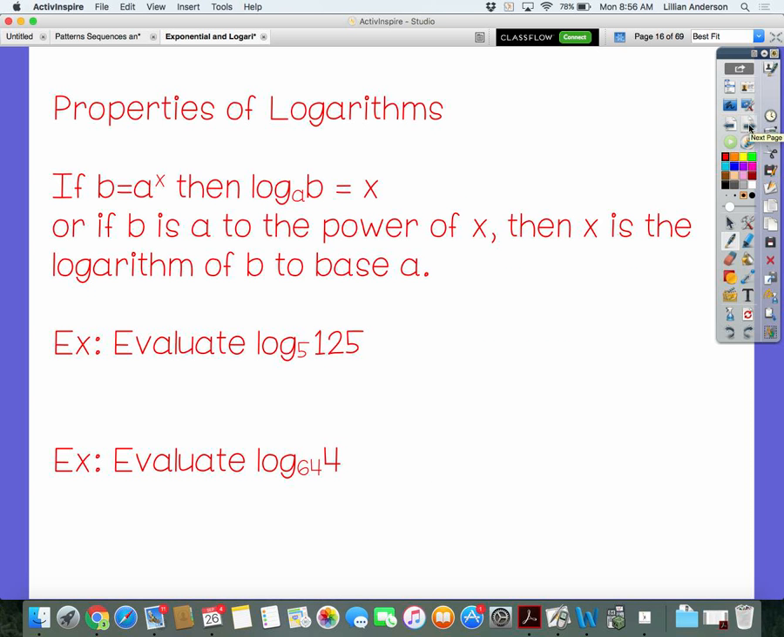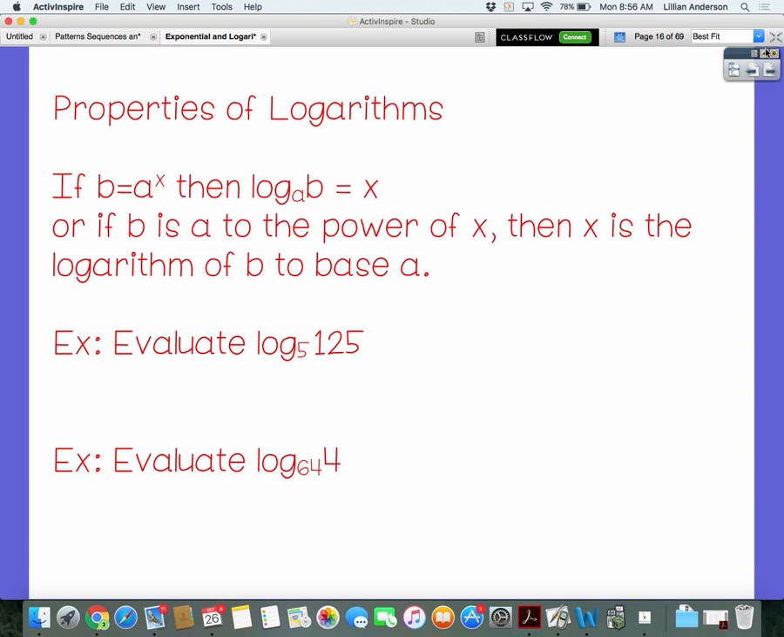So the main one when it comes to dealing with logarithms is that if you have b equals a to the x, which is exponential form, then it can be written in logarithmic form, which is log base a of b equals x. So the base of the exponential is the base of the logarithm. What it equals is right beside the base, and then the exponent is what it equals with the log. It's read as: if b is a to the power of x, then x is the logarithm of b to base a. That's the proper wording. The way I read it is just log base a of b equals x.